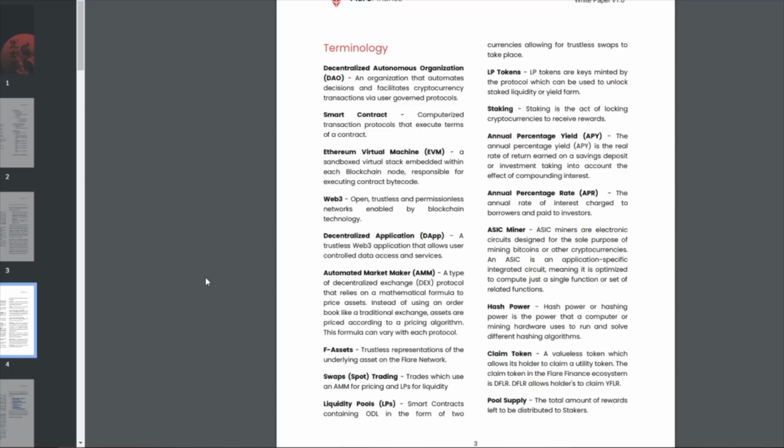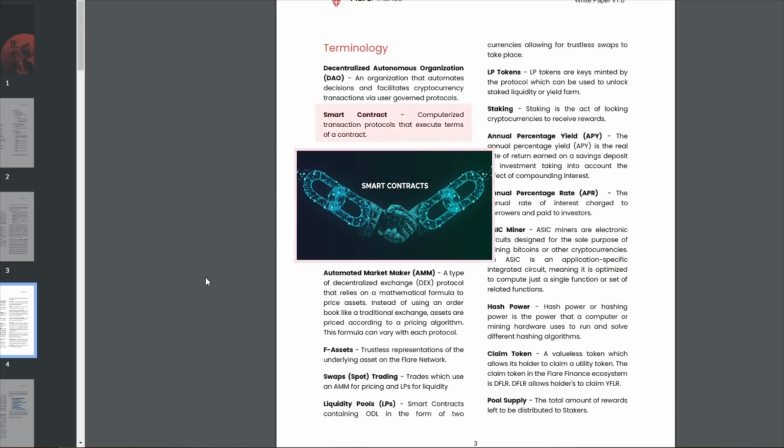So now we're going to look over the terminology section, and if you want to survive the DeFi landscape then these are some terms that you will definitely have to learn. So let's start at the top. Decentralized Autonomous Organization, or DAO. A decentralized autonomous organization is an organization that automates decisions and facilitates cryptocurrency transactions via user-governed protocols. So this basically means that the network can run and choose the direction of itself, just like the Flair network. Smart contract. This is a computerized transaction protocol that executes terms of a contract.